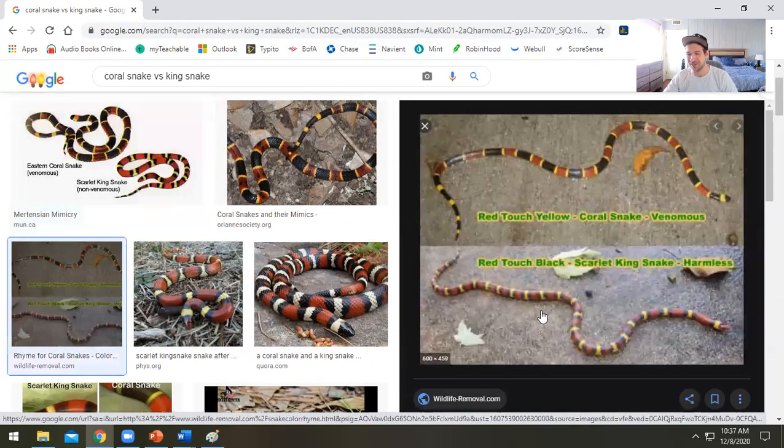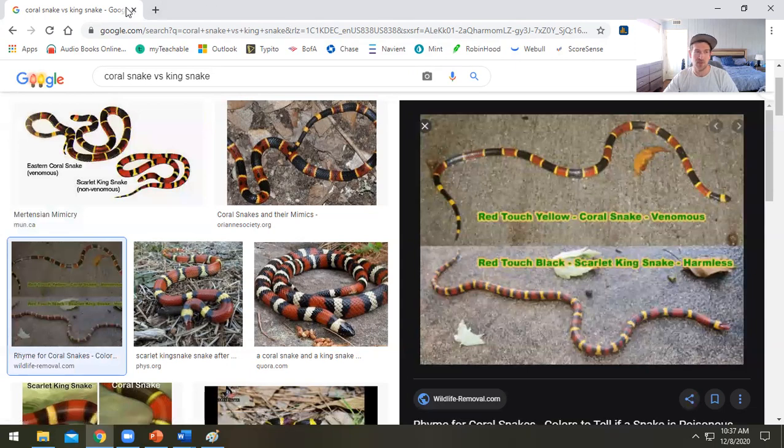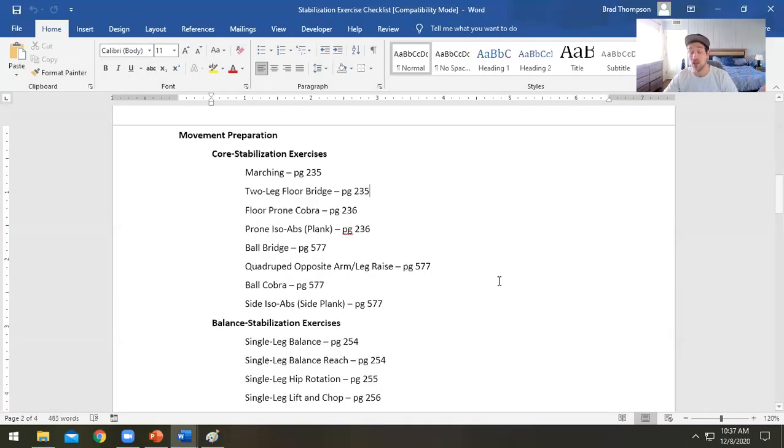That's a rhyme that I learned when I was a kid. We had the pet store. But you can see, red touching yellow, dangerous. Stay away from this snake. Red touching black, you're fine. It can't do anything to you. So you need to be able to spot the difference between those two types of snakes. Well, guess what? I want you to be able to spot the difference between three different types of core exercises.